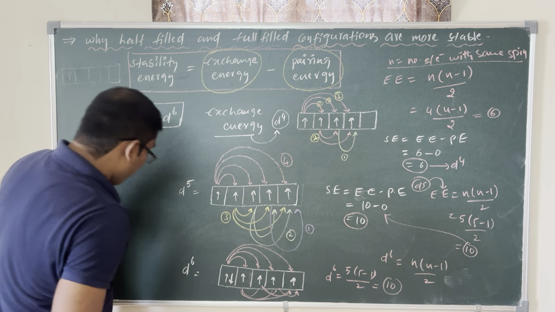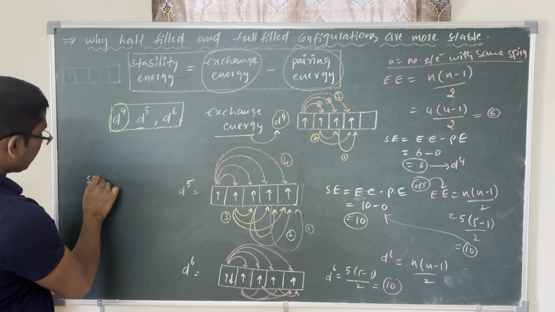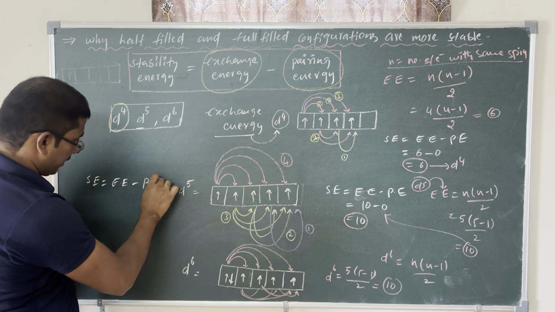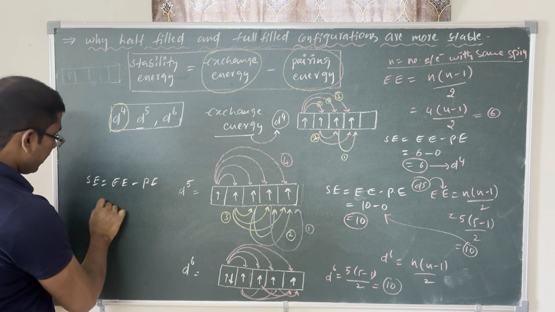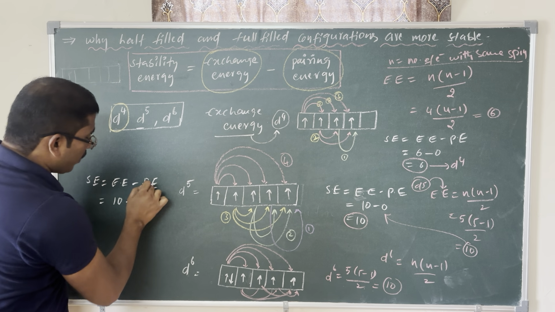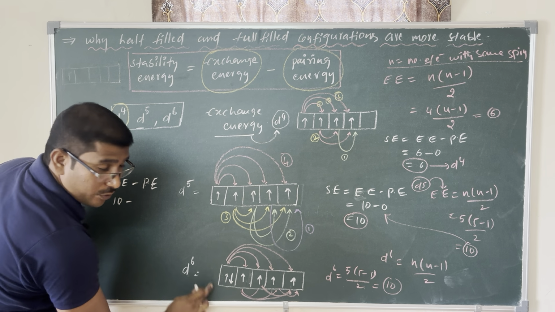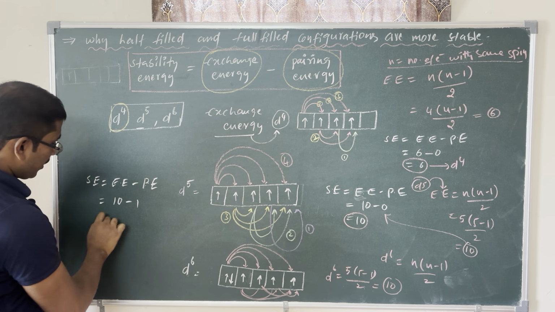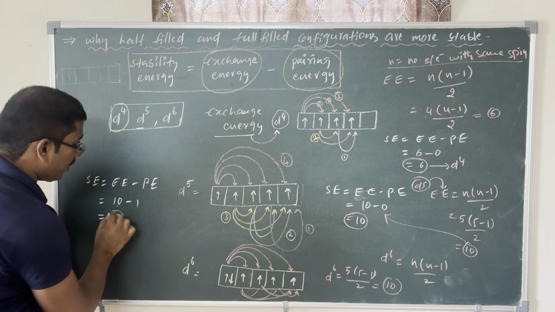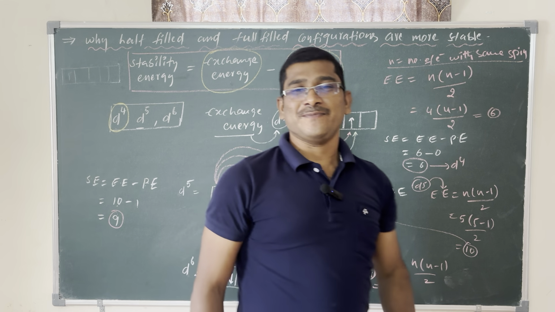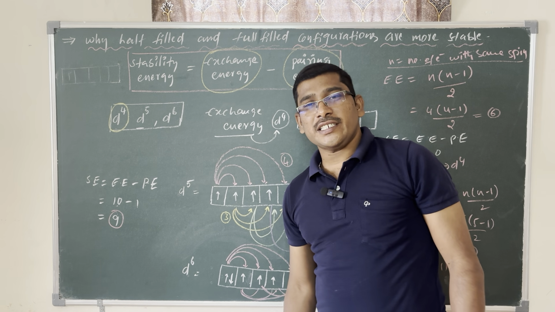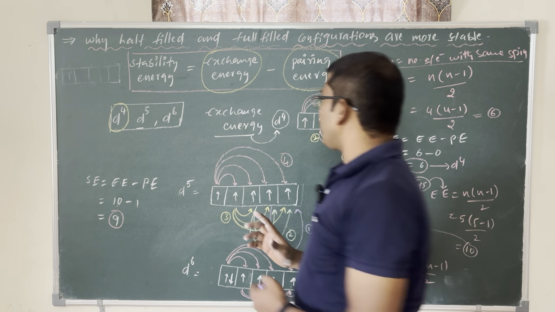But for D6 configuration, calculating stability energy, exchange energy minus pairing energy. Exchange energy is 10, minus pairing energy. What is there? Here one pair is there, students. One pair is there, that is minus 1. 10 minus 1 is equals to 9. So the stability energy is 9 only for which configuration? D6 configuration. Very clear, students.